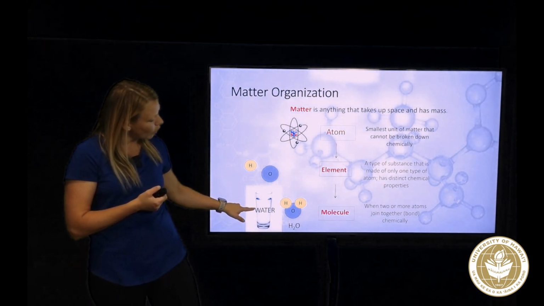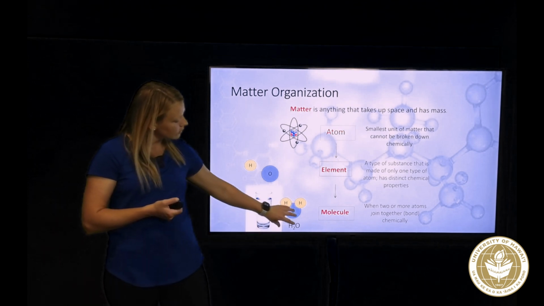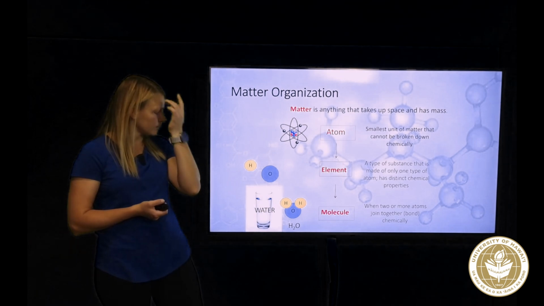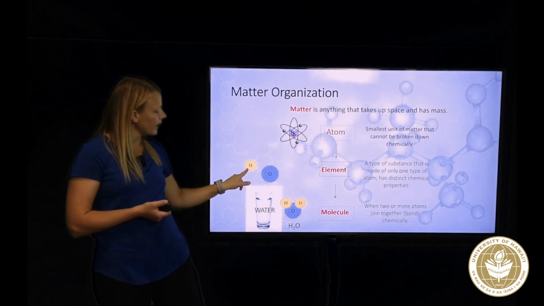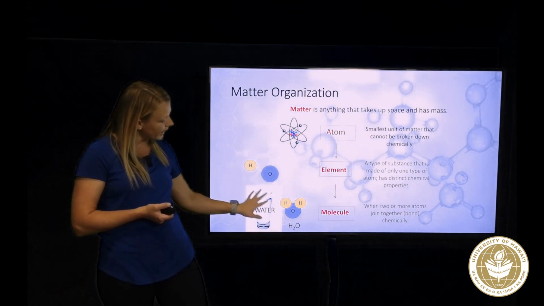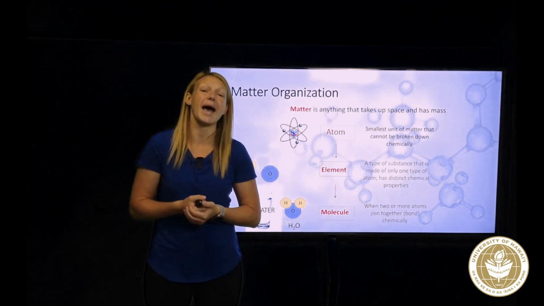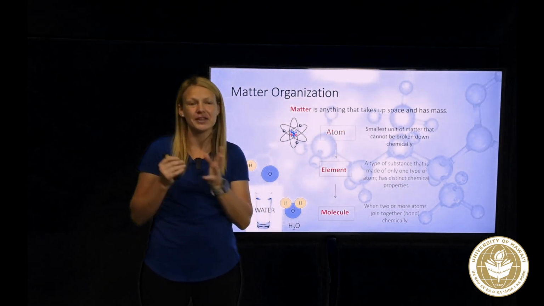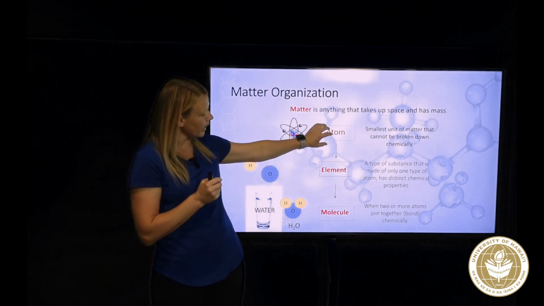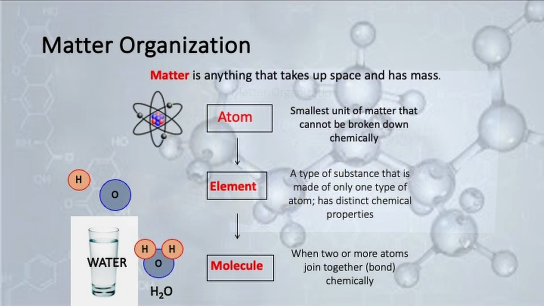You also have your water, so H2O. So oxygen and hydrogen come together to form water. You take 1 oxygen and 2 hydrogens to form your water. We're going to talk a little more about matter organization in the following slides. But this is your basic breakdown, starting with your atoms, then you go to your elements, then you go to your molecules.